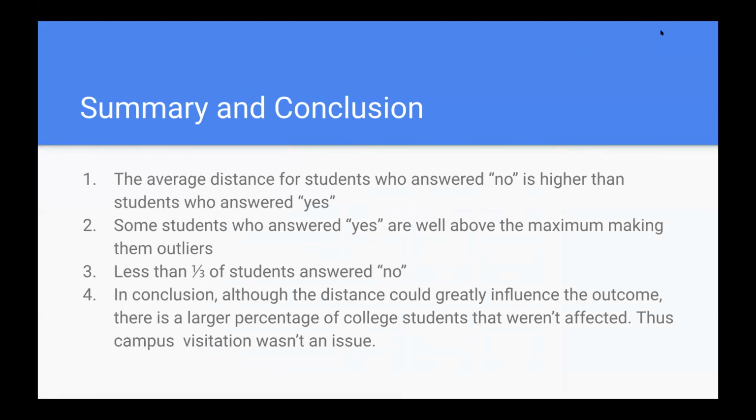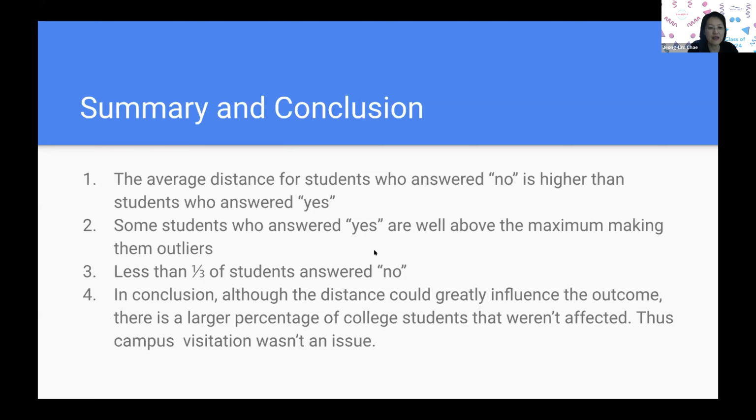The average distance for students who answered no is higher than for students who answered yes. Some students who answered yes are well above the maximum, making them outliers. Less than 1/3 of students answered no. In conclusion, although the distance could greatly influence the outcome, there is a larger percentage of college students that weren't affected, thus campus visitation wasn't an issue.